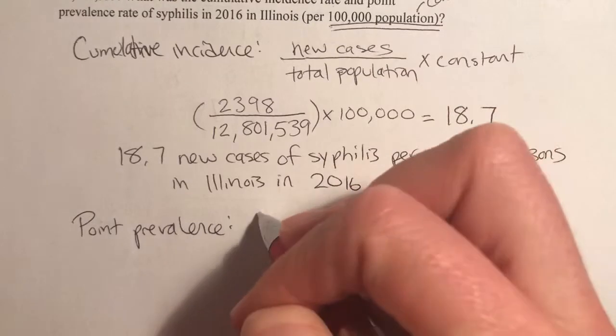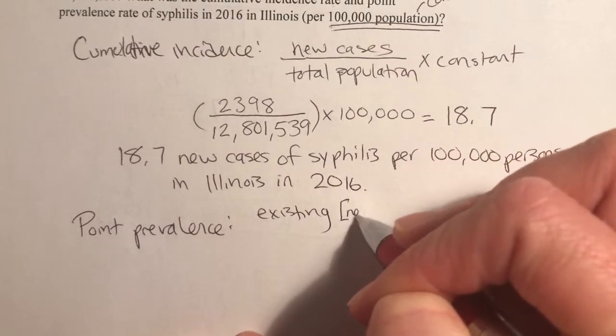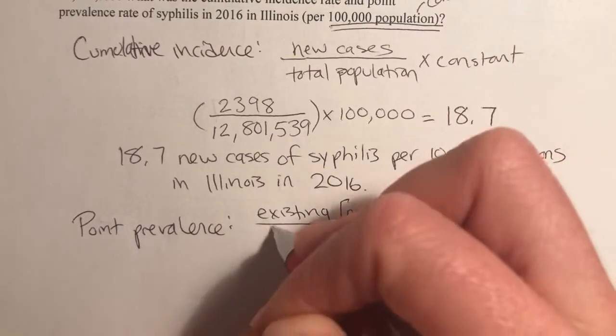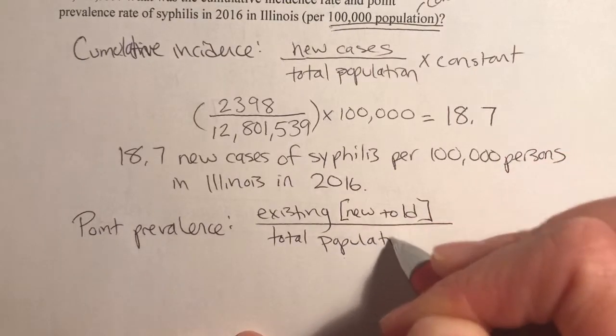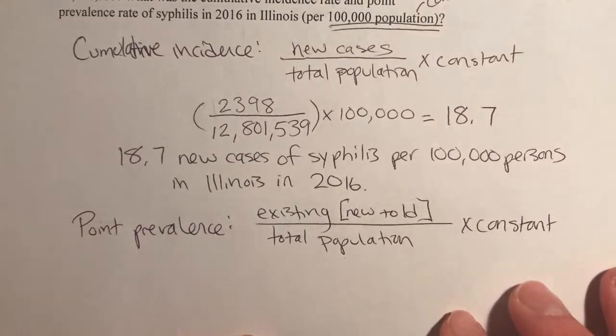So our point prevalence is going to be existing cases. I'm going to kind of put here new plus old, so we're going to include all cases that exist, divided again by our total population, times our constant. And we're going to use that same constant of 100,000.